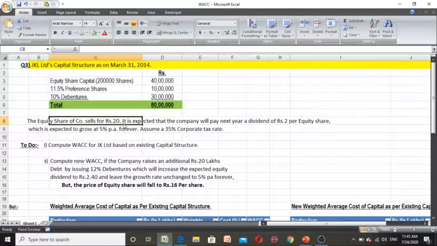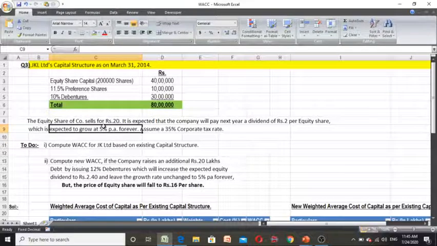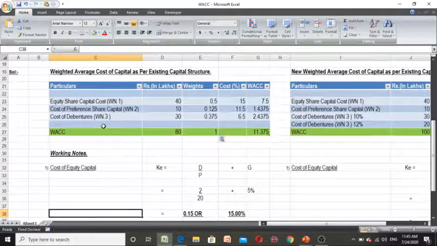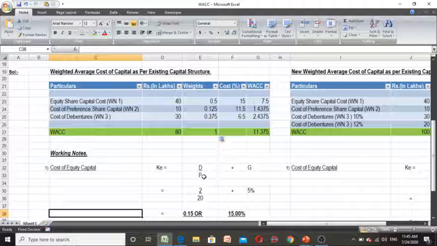The current market price is rupees 20, and the growth rate is assumed as 5% per annum. Okay, so we'll just account for those figures. In place of dividend we write 2, substitute. In place of P we write 20, and in place of G we write 5% over here.